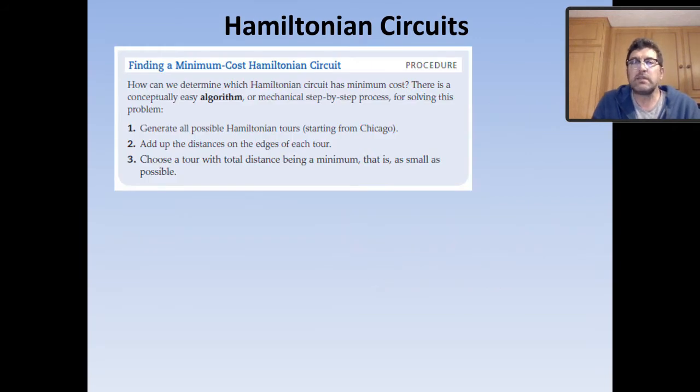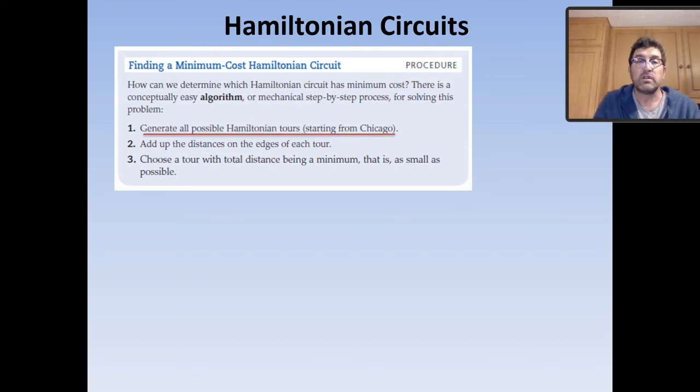Okay, so let's see what the procedure says for finding a minimum cost Hamiltonian circuit. How do we determine which Hamiltonian circuit is of minimum cost? There is a conceptually easy algorithm that we can apply, a step-by-step process for solving this problem. First of all, we generate all possible Hamiltonian tours that start in Chicago. After that, we add up the distances of every tour we've generated. We choose the tour with the minimum total distance, and that is our result.